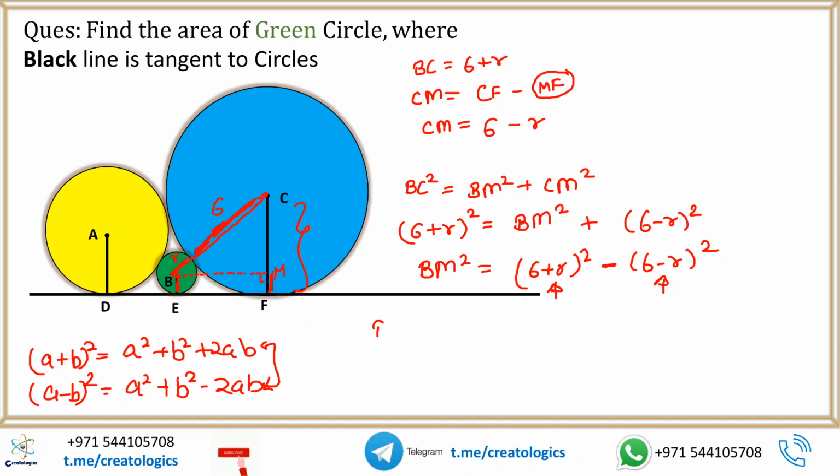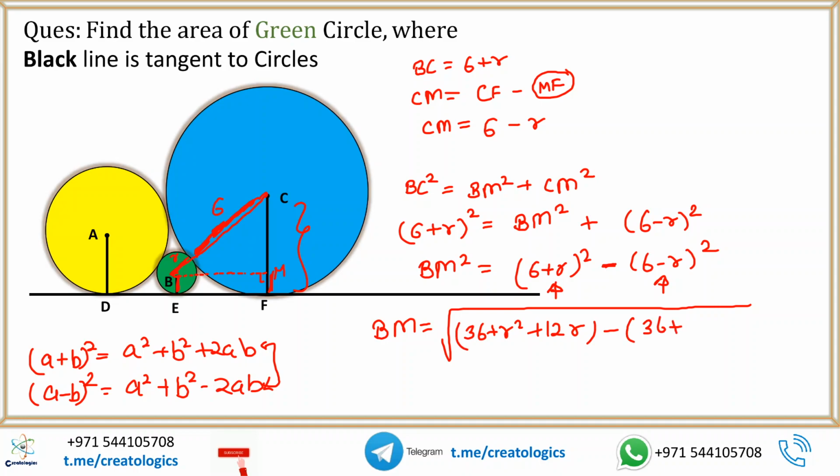So in our question, I can take the square root on both sides. That gives me BM is equal to, just solve it. 36 plus r squared plus 12r, then there is a negative sign, and we have 36 plus r squared minus 12r.